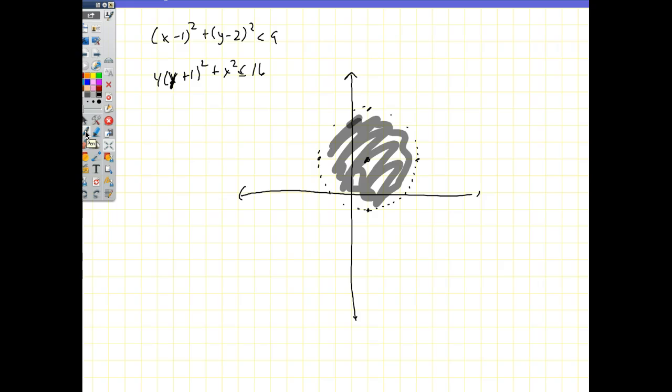Okay, now what am I doing? I'm going to grab the second one. The second one has a 4 here, so it's not a circle, so I have to divide the 6 feet across. You get y plus 1 squared over 4 plus x squared over 16 is less than or equal to what? That's a what? It's an ellipse. So I get ready to graph my ellipse.